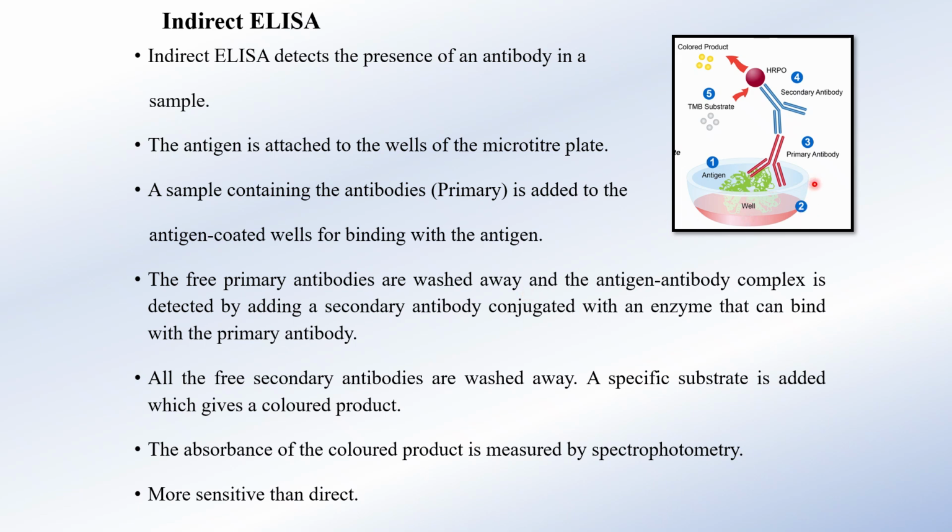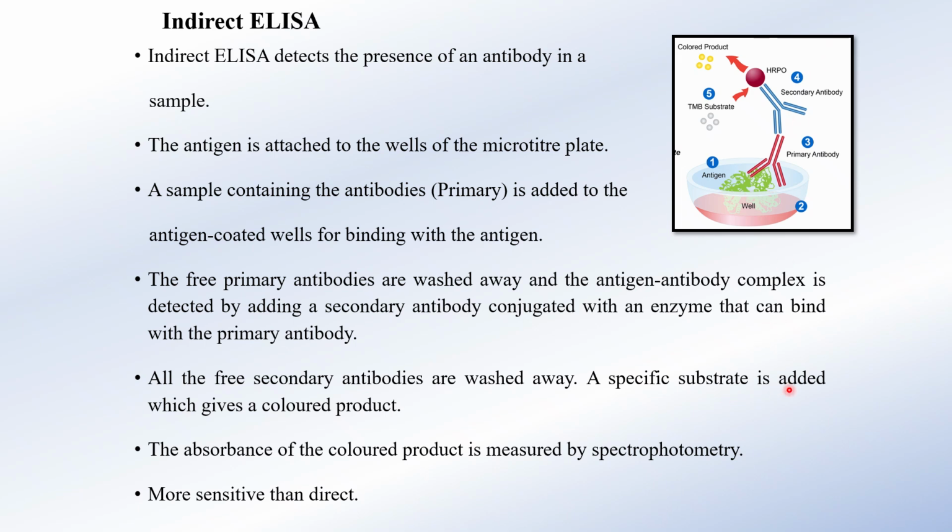Next step is the washing step to wash out any unbound antibodies, and after that we have to add the secondary antibody conjugated with an enzyme. This secondary antibody, which is conjugated with an enzyme, binds to this primary antibody. All the free secondary antibodies are washed away. Again the next step is a washing step, so that unbound secondary antibodies will wash away.